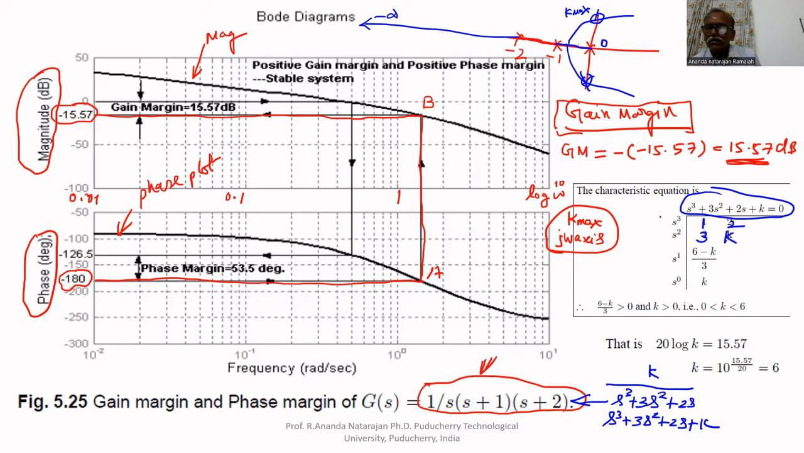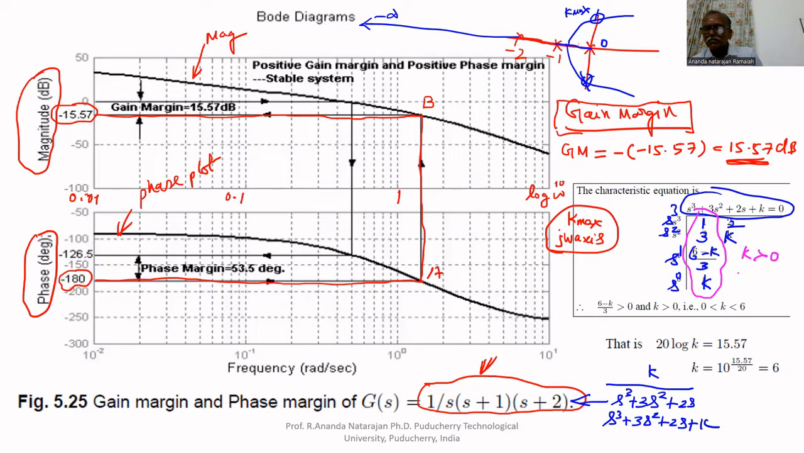In the s cube row, s square row and s power 1 row, we get (6 minus k) divided by 3. In the s power 0 row, multiplying and subtracting gives 3 times 0 minus 0, divided by (6 minus k)/3, and we get k again. So for a stable system, the first column of the Routh array must be positive. Therefore, the condition is k must be greater than 0.